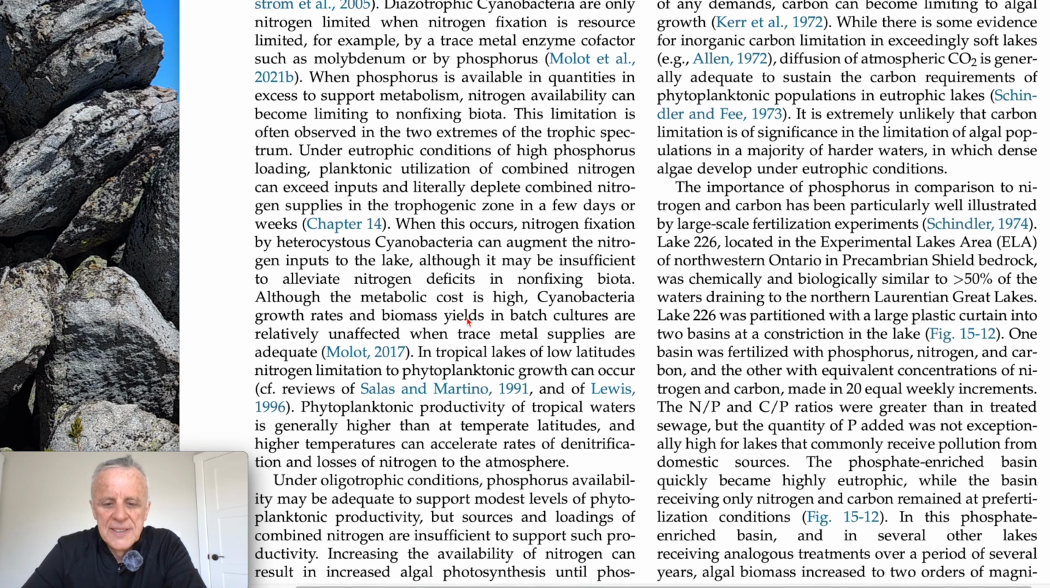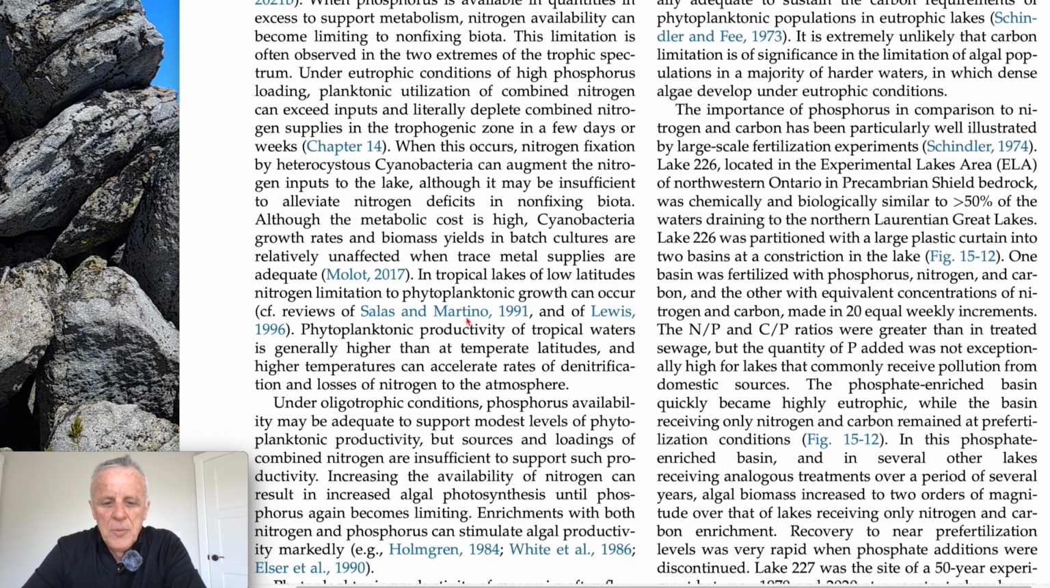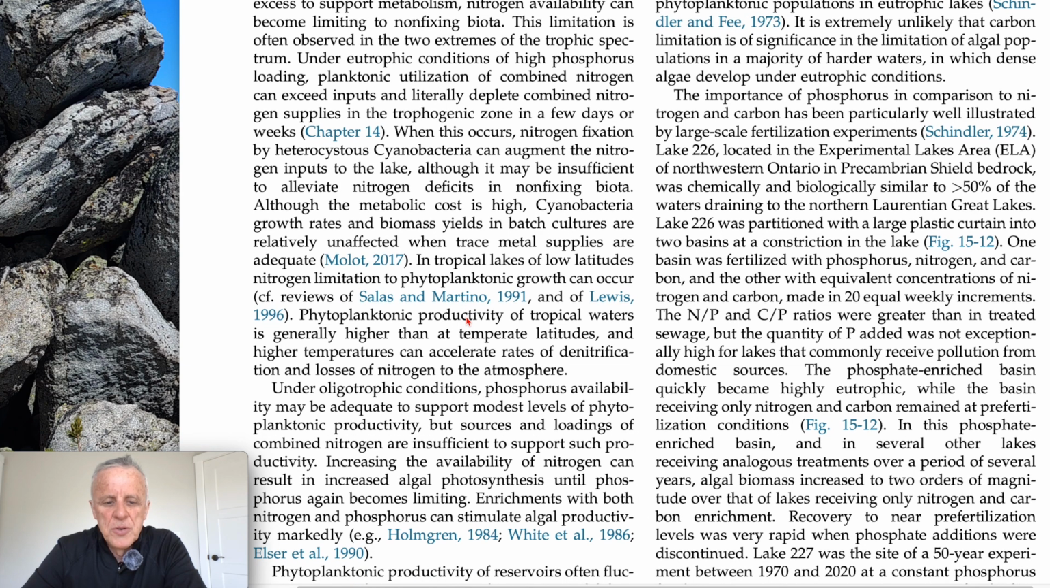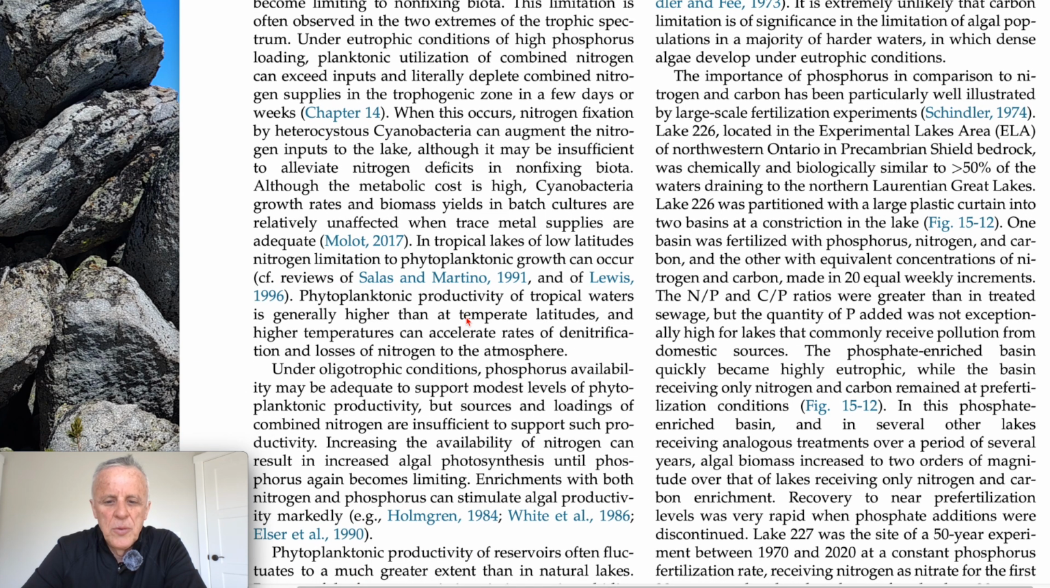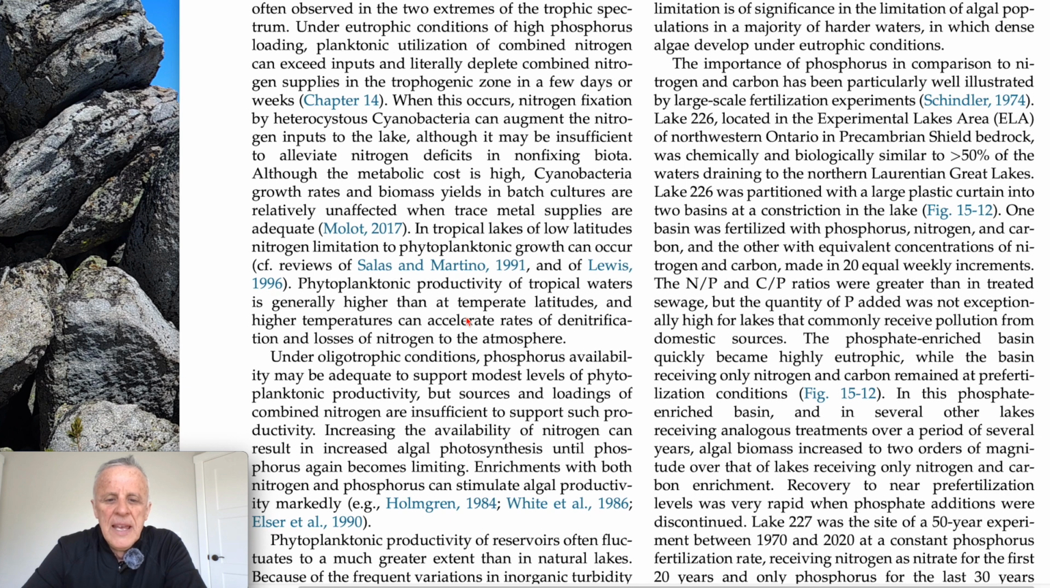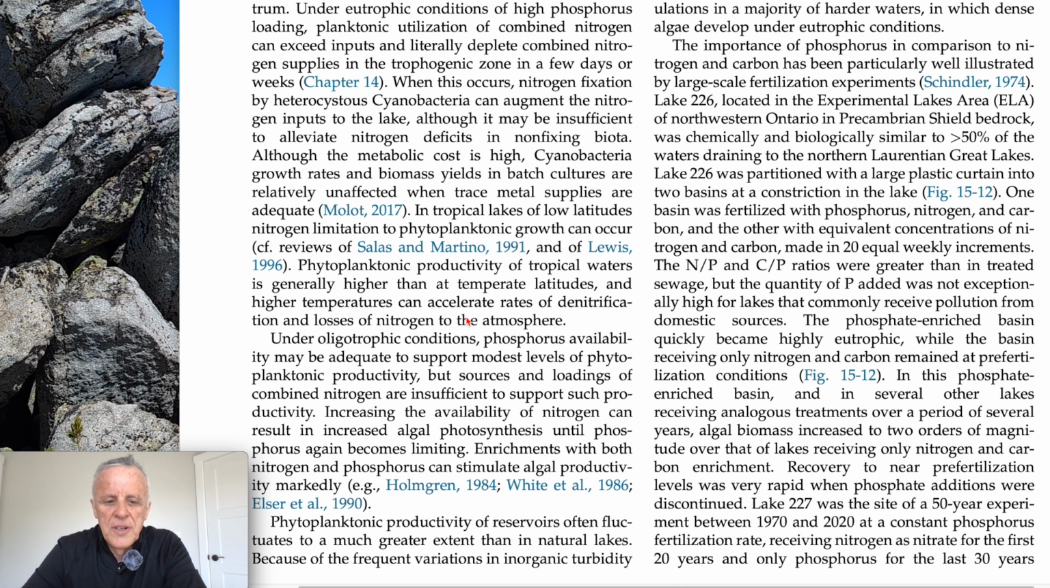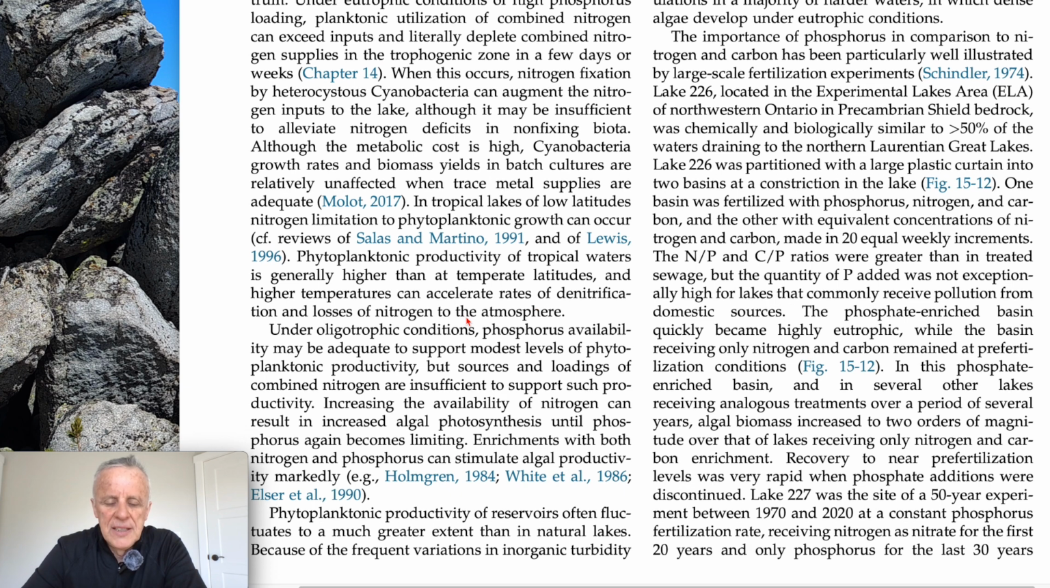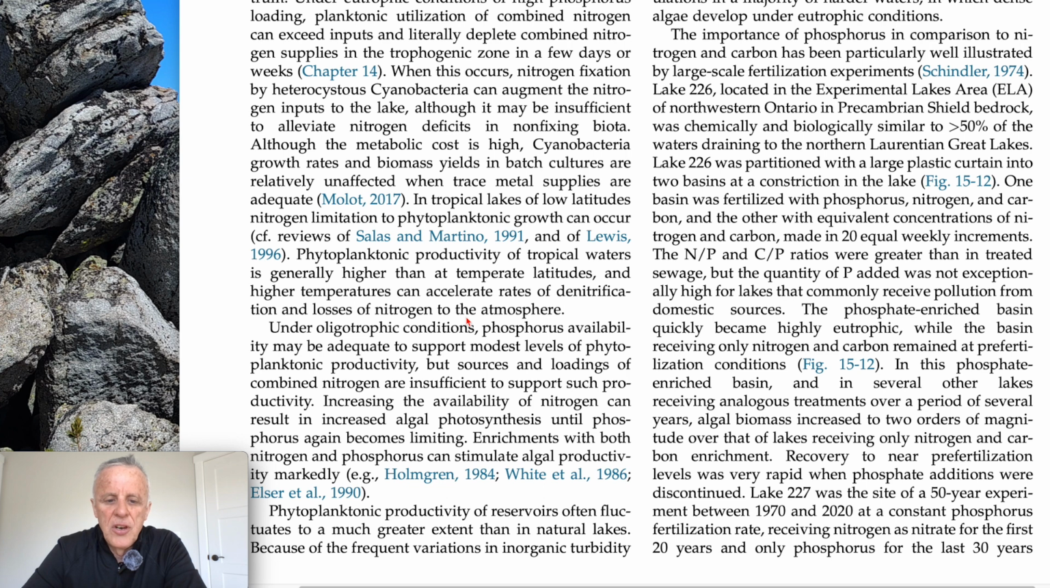Although the metabolic cost is high, cyanobacteria growth rates and biomass yields in batch cultures are relatively unaffected when trace metal supplies are adequate. In tropical lakes of low altitude, nitrogen limitation to phytoplanktonic growth can occur. Phytoplanktonic productivity of tropical waters is generally higher than at temperate latitudes, and higher temperatures can accelerate rates of denitrification and losses of nitrogen to the atmosphere.